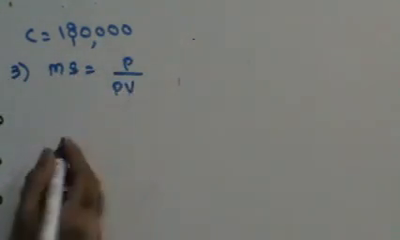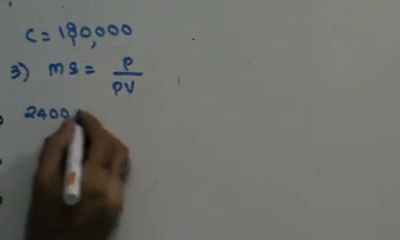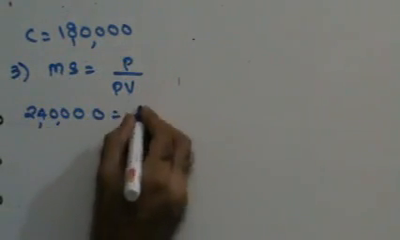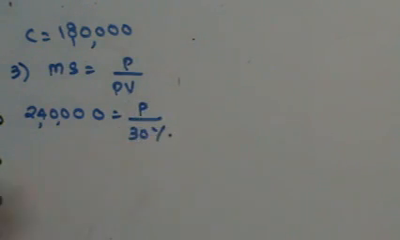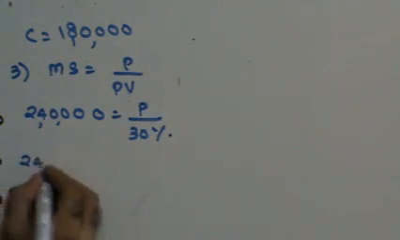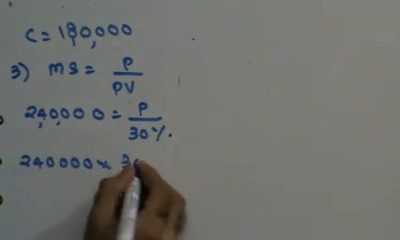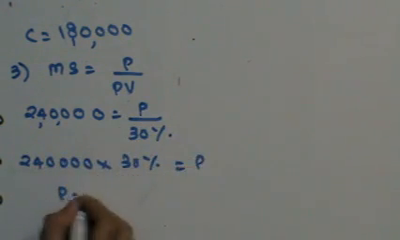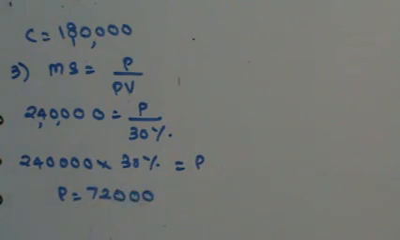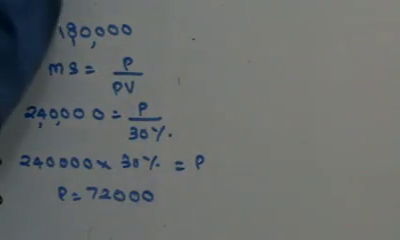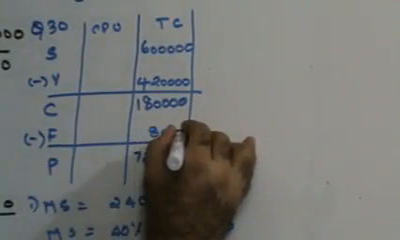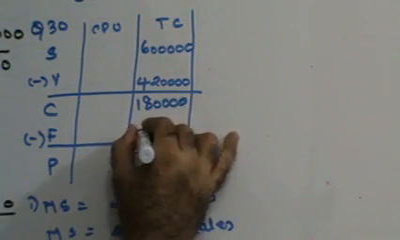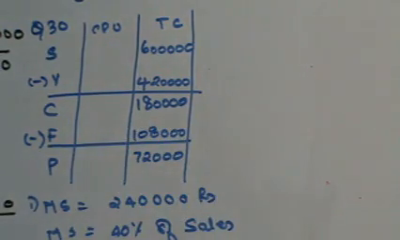Now I can also say that MS is P upon PV. So MS is 2,40,000, which is equal to P upon PV. PV is 30%. So 2,40,000 into 30% is equal to P. So P will be 72,000. Now if P is 72,000, and this is 80,000, then 1,08,000 will be my fixed cost.